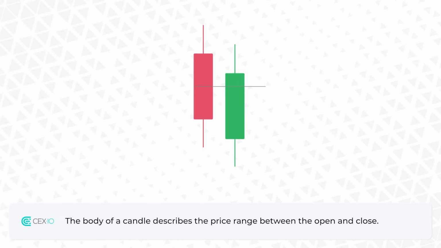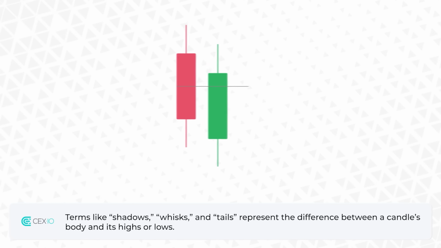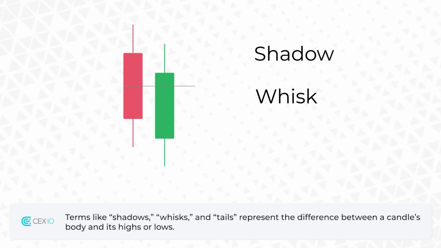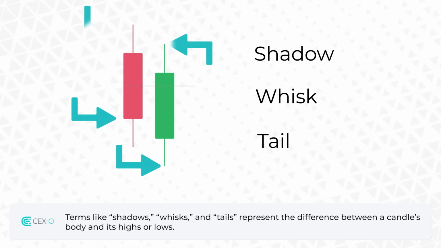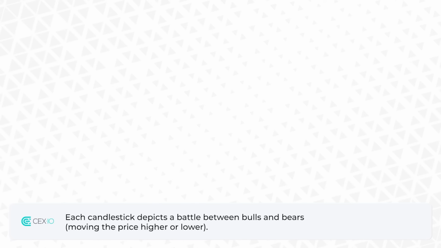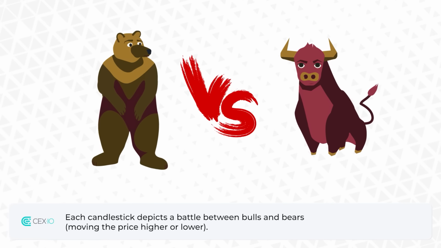The body of a candle describes the price range between the open and close. Terms like shadows, wicks, and tails represent the difference between a candle's body and its highs or lows. Each candlestick depicts a battle between bulls and bears, moving the price higher or lower.